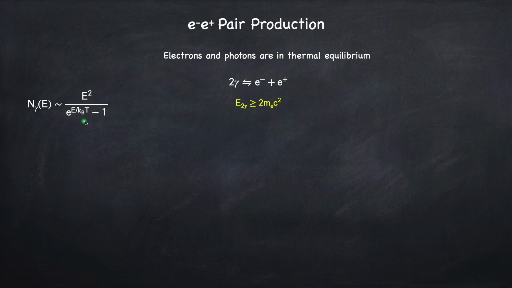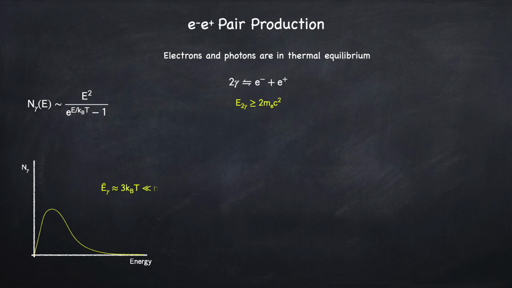This is essentially the probability that a photon will have an energy E. If we plot this distribution, so I'm going to plot the number of photons versus energy, it will look something like this. The average photon energy will be very close to 3 times the temperature, and we're going to assume that this is much less than the rest mass energy of an electron. On this curve, the average energy is about here. And since we're assuming that the temperature is much less than the electron rest mass, the electron rest mass energy will be somewhere over here, way off in the tail of this distribution.